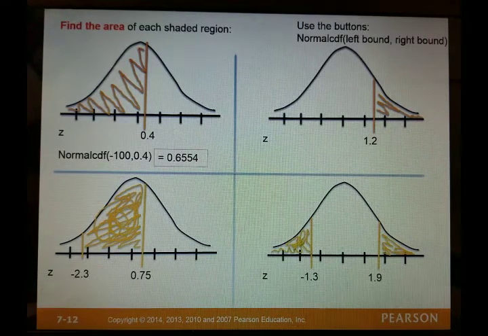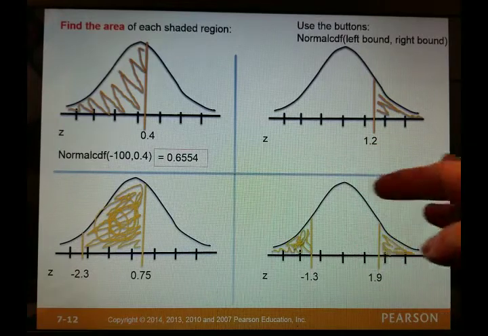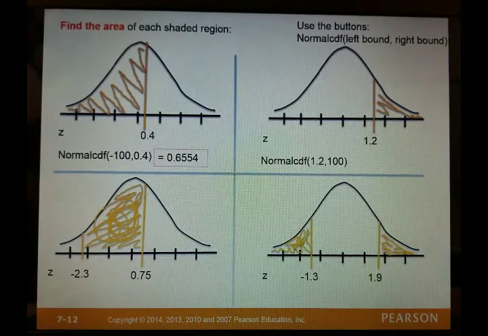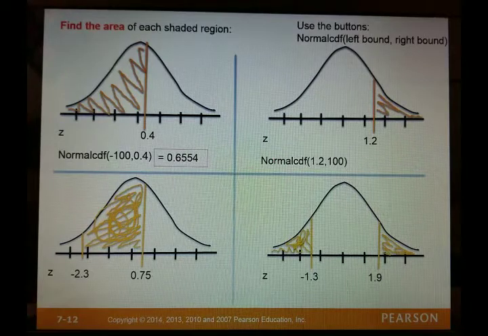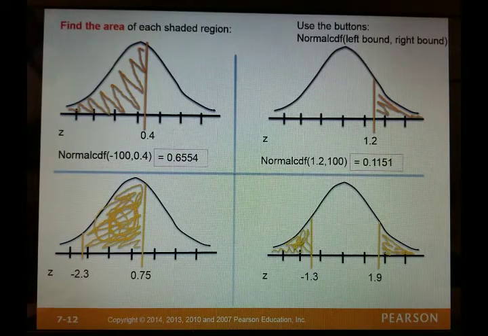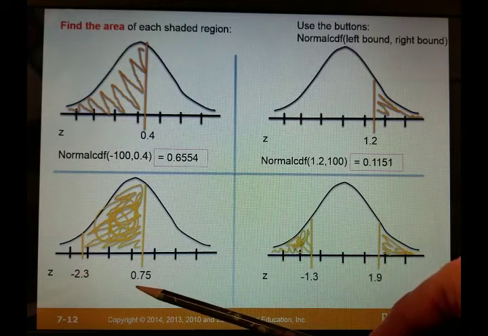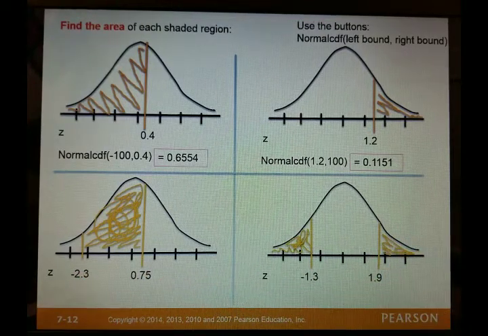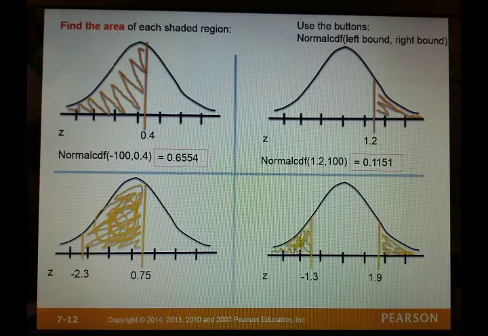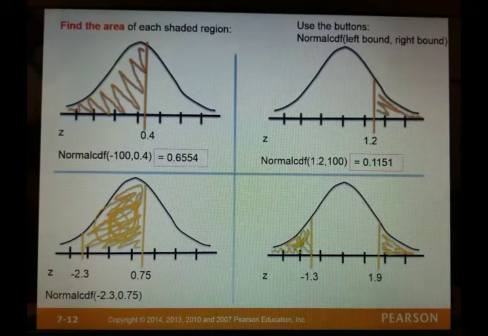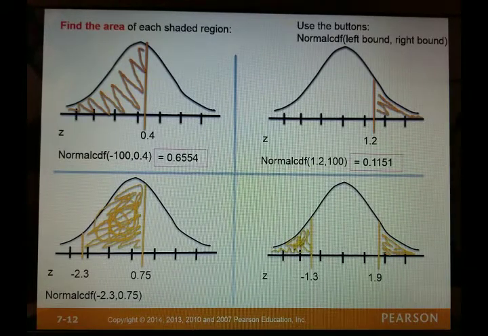This time I want the area from a z-score of 1 2/10 and higher. So we would do a normal CDF from 1 2/10 to 100. Once you type it in, this should be your answer. On the next example, we want the area between a z-score of -2 3/10 and 75/100. And it's actually just as simple as that. You want a normal CDF. Remember, when you want to find the area, you are going to do the normal CDF, from the left bound to the right bound. Even when you tell the calculator you want a normal CDF, it's asking you for the lower bound and the upper bound.